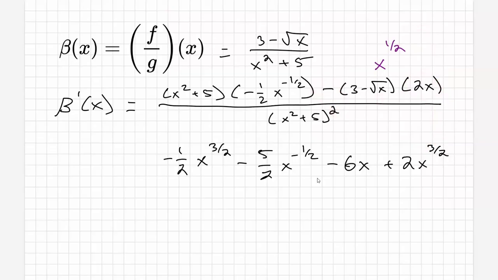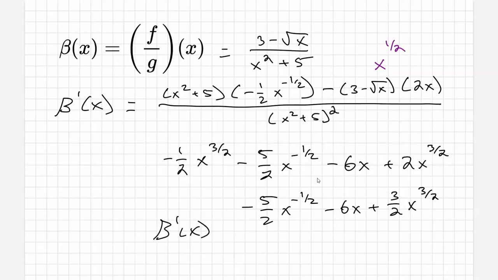Hopefully what you'll see here is, hey, we can end up combining like terms. Not always going to happen, but with this one, we can definitely combine like terms. So we'll get negative 5 halves x to the negative 1/2, minus 6x plus 3 halves x to the 3 halves. That's just the numerator though, right? So remember, this is all over x squared plus 5 squared. So if we want to, we say now, hey, beta prime of x equals this all over x squared plus 5 squared.